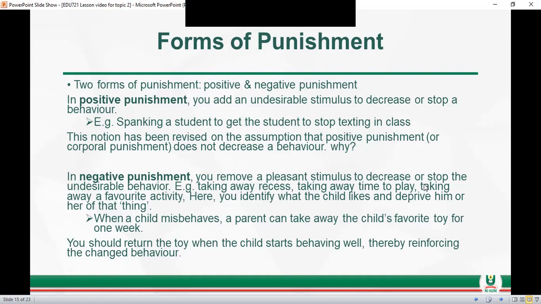If it is not pleasant, the child will leave that thing for you. You wouldn't care, wouldn't mind forfeiting that particular thing. But if it is something that the child likes, the child will want to behave well in order to have it.